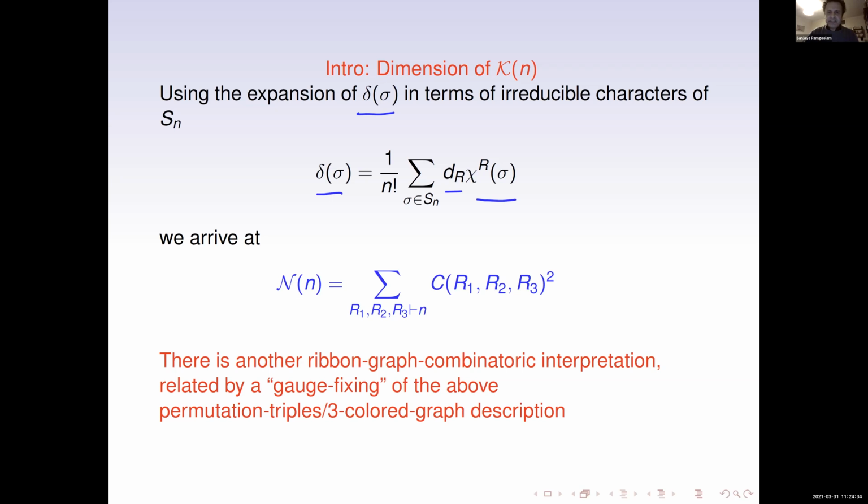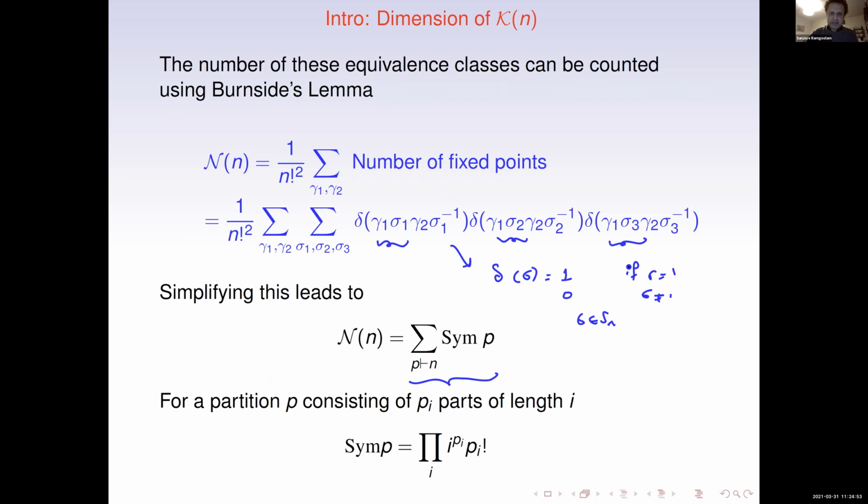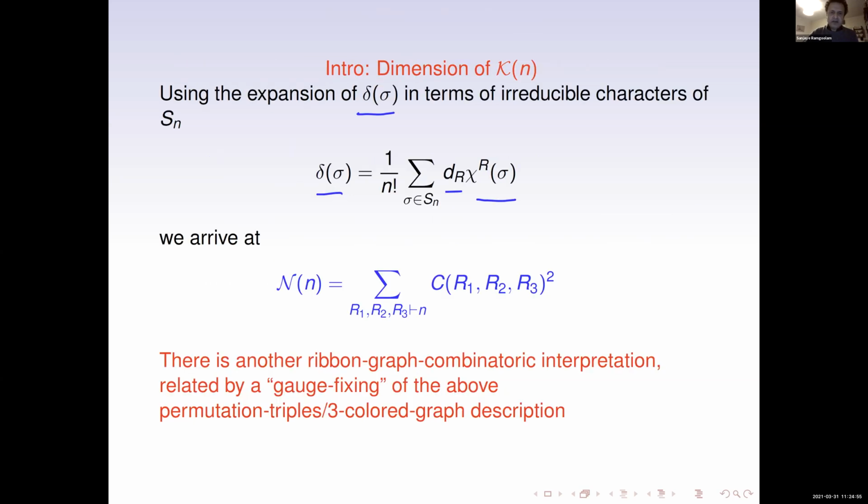And then a bit of simplification of what you have leads to the statement that the number of invariants is also equal to the sum of squares of the Kronecker coefficients. These themselves are written in terms of characters using the formula that I showed you before. So basically, we have two formulae, this one and the other one in terms of Kronecker coefficients.